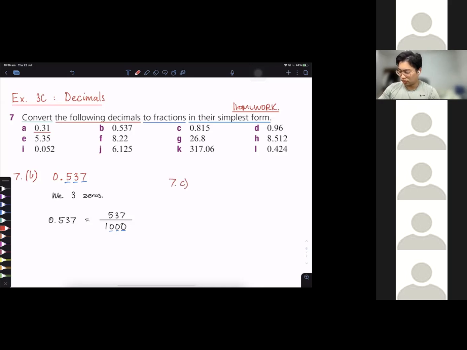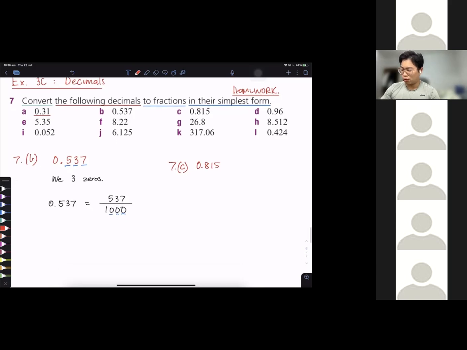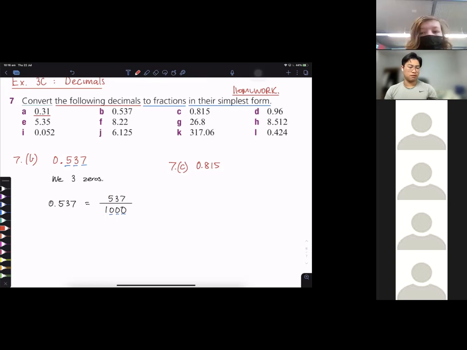Try 7C. So once you start getting the gist of this or understanding what happens, we can just try a few more. I just wanted to ask you, do you think we can simplify this? No. Yes. No. What can we simplify it by? Yes, 5. Can we divide it by 5?